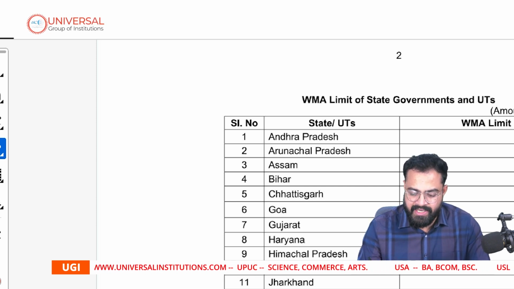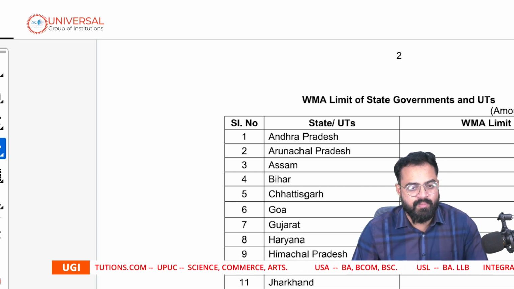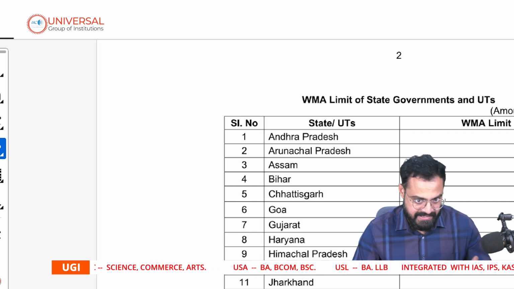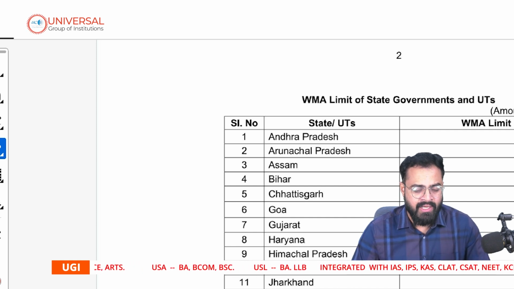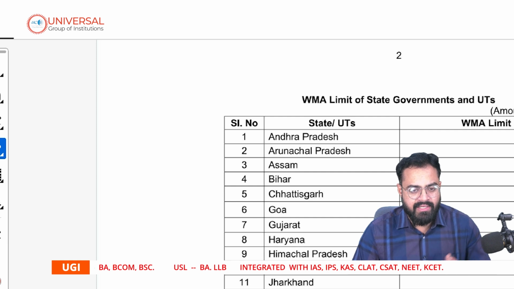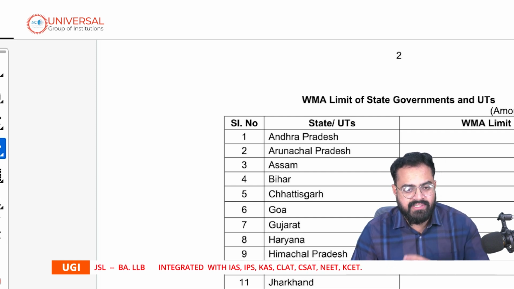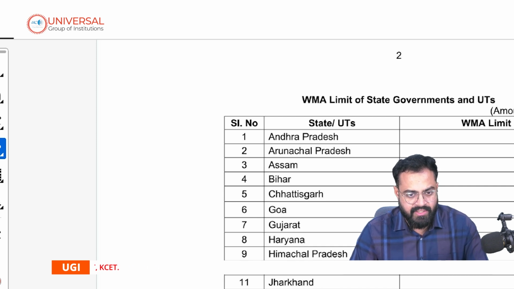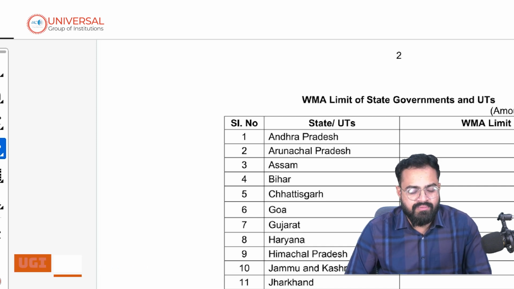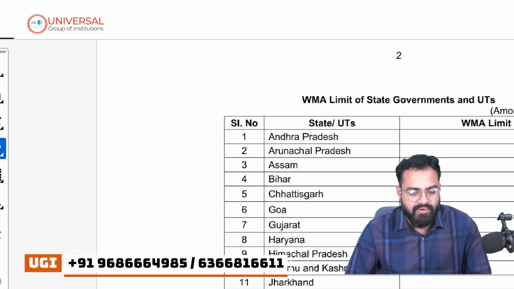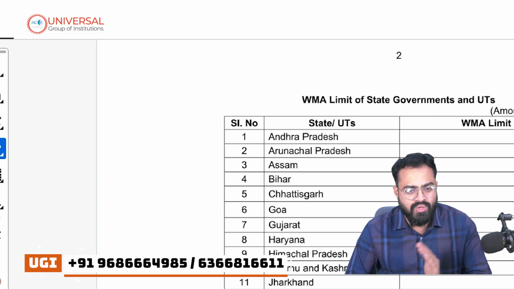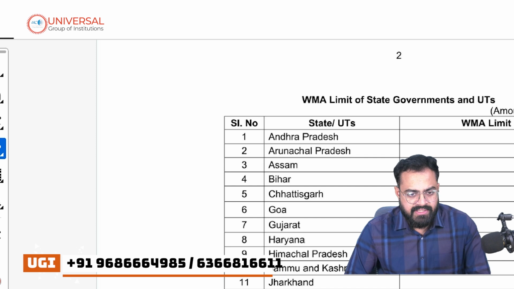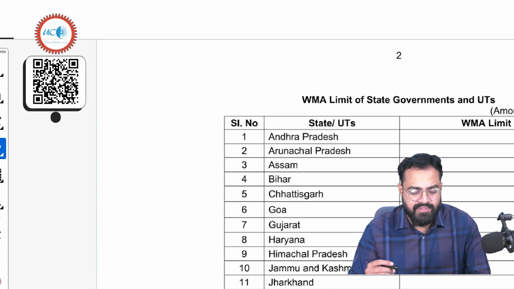These limits are decided based on the expenditure of these states in recent years. Earlier, they used to look at the expenditure for 3 years and decide based on that. But the working group that was constituted in 2024 has decided to look at the expenditure in recent years, and based on that they have decided to increase the WMA limit for these states.